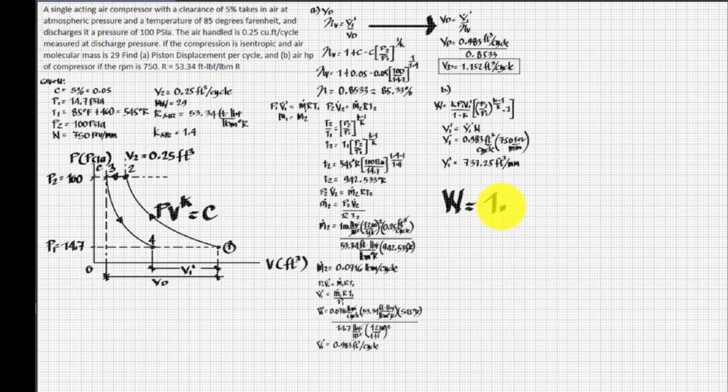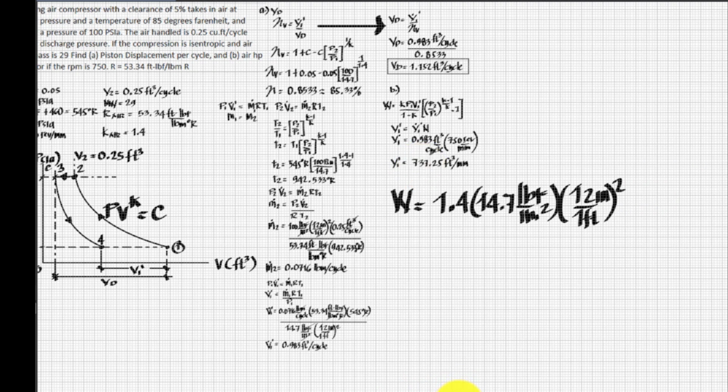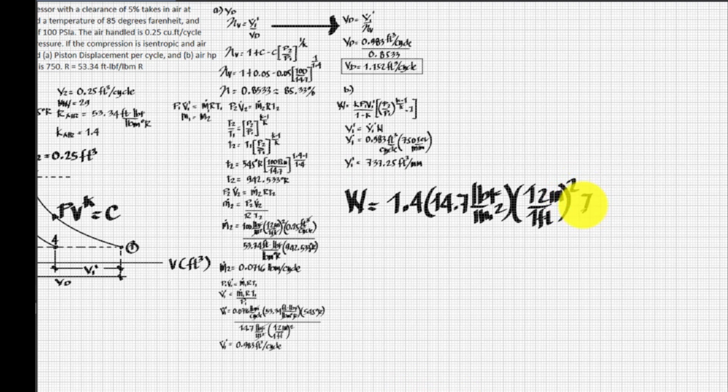So we have k, which is 1.4, times my pressure 1, which is 14.7 pound force per square inch. I'm going to change this to terms of feet, so it will be 144 square inches per square foot. And we have the volume 1, so we got that: 737.25 cubic feet per minute.